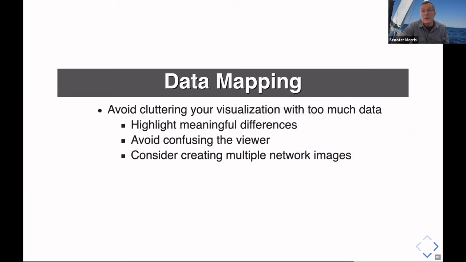And then if there are 2 different things that are important that you want to highlight, create multiple network images showing exactly the same network, but highlighting different things through different visual attributes. That can often be far more effective for the reader than merging them into a single one.